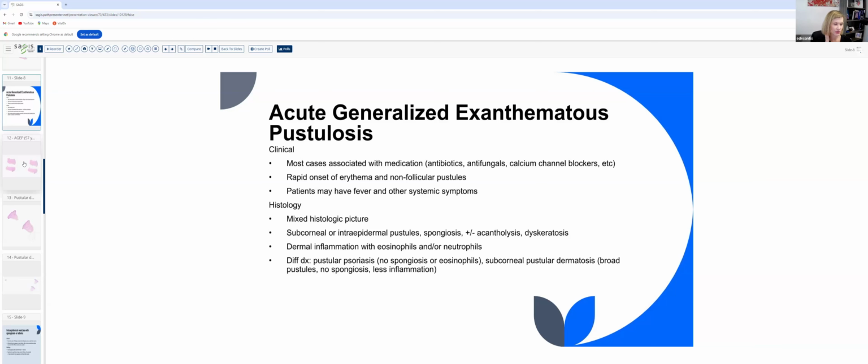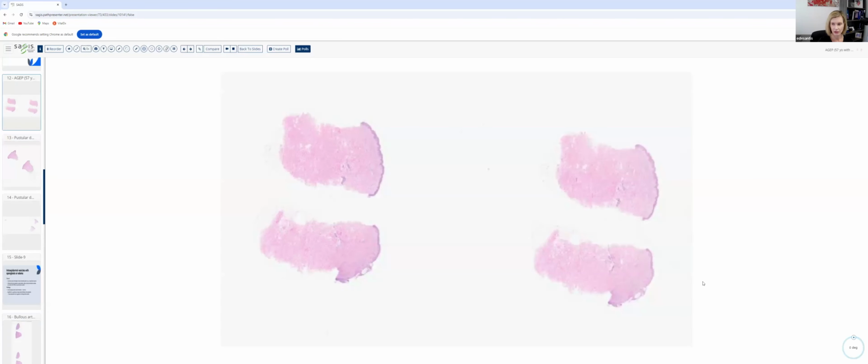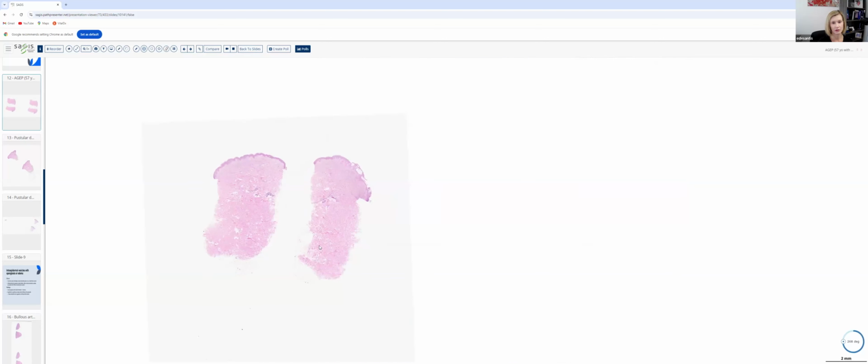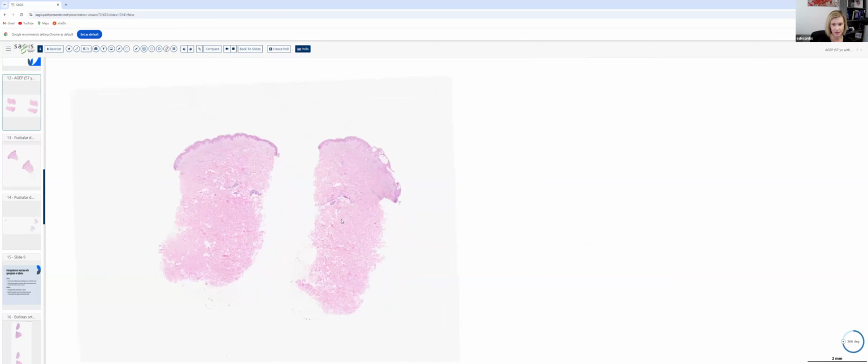here also includes pustular psoriasis, which would not typically show spongiosis or eosinophils. Subcorneal pustular dermatosis, which we discussed, shows that broad, kind of clean subcorneal pustule, and does not show spongiosis. But we really do need that clinical history of new medication, most often recent antibiotic use, and the systemic symptoms.